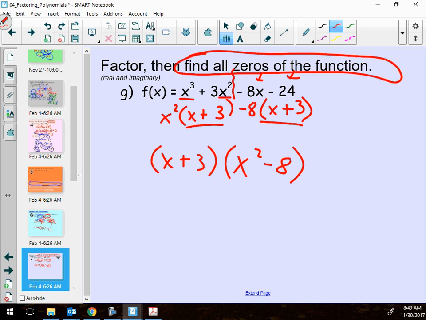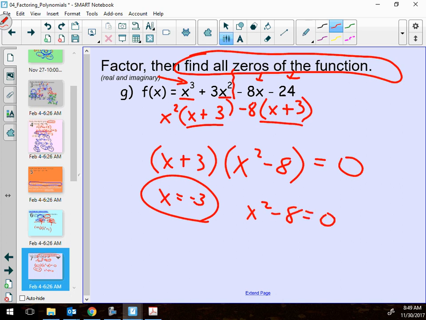And then find all the zeros. I know it's a pain, but that's my factoring. Now here's how I find the zeros. I set it equal to 0. This part's easy. X equals negative 3. Hey, I got one of my roots really easy. But how many roots are there supposed to be? 3. So now I got to solve this part. X squared minus 8 equals 0. X squared equals 8. I just added 8 to both sides.